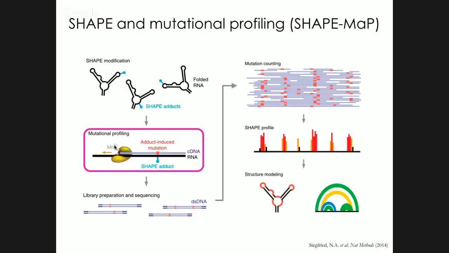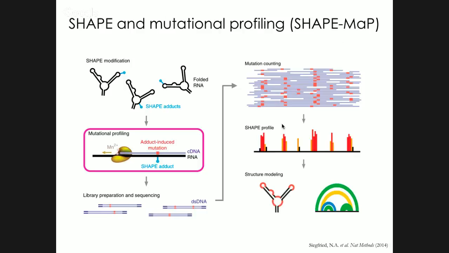But by adjusting the reverse transcription conditions, here using manganese in the reverse transcription and SuperScript II, which is an older version of the reverse transcriptase that we normally use, the authors of this paper were able to cause the enzyme to induce a mutation in the cDNA rather than stopping at the location of the adduct. Then they can take the cDNA and sequence it, and then count the mutations to get an idea of how often each nucleotide is modified.